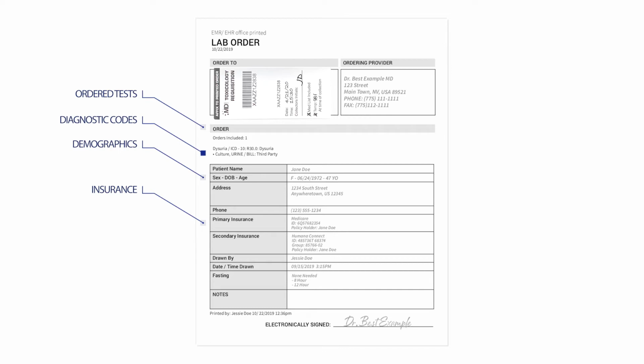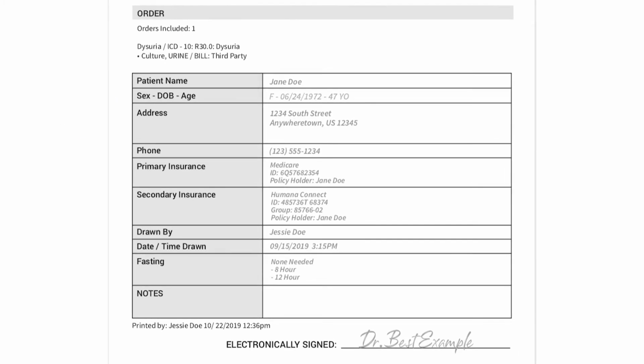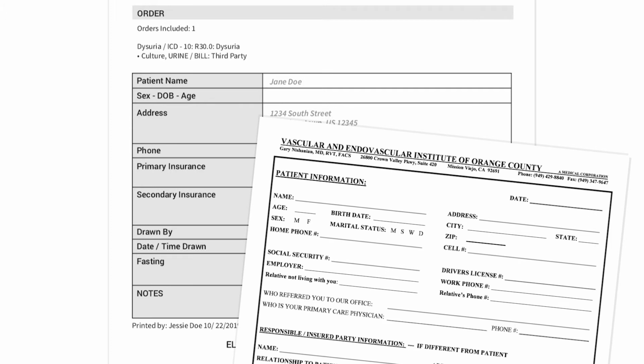Check to make sure the lab order includes patient demographics, insurance information, test being ordered, diagnostic codes, appropriate clinical notes, appropriate risk note. If the patient demographics information is not included on the lab order, you will need to have the patient's face sheet printed from the EMR/EHR system to submit with the specimen.